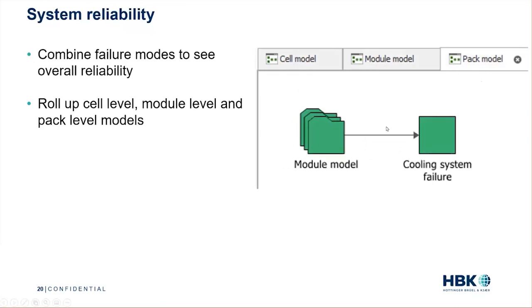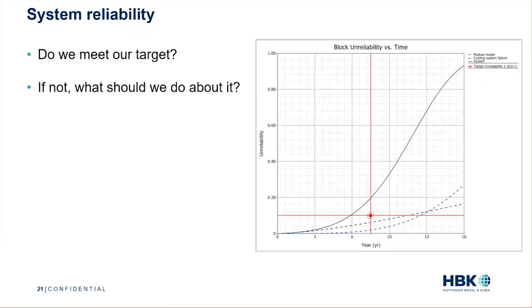And then we can go a step further and say, we've got this many modules within a pack, and some pack level failure mode, so cooling system failure perhaps. And the software resolves the math for us and gives us a nice, smooth probability of failure versus time curve for our whole system, a system reliability equation that we can now analyze. So that lets us answer the question, do we meet our reliability target at the system level?